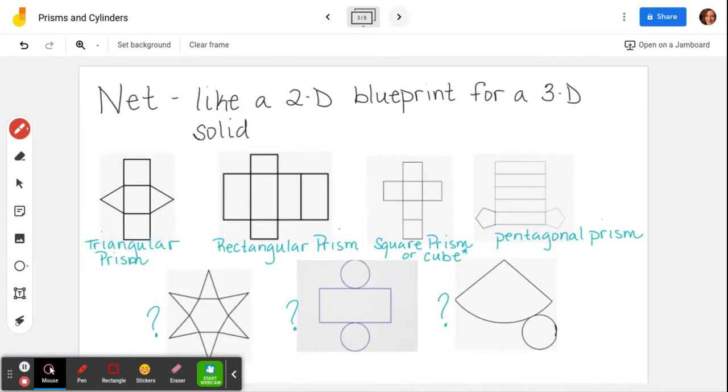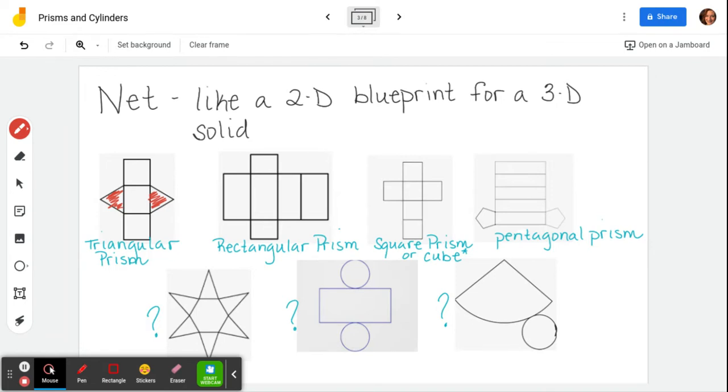A net is if you think about cutting your three-dimensional shape and then laying it out flat. It's kind of like a blueprint. It's what you're going to fold up along the edges to complete your 3D shape, your 3D solid. So on this first one here, the two sides that look different from the others but like each other are these two triangles. And then with my triangles, I have three rectangles. So that means that's going to fold up into a triangular prism, a triangular box.